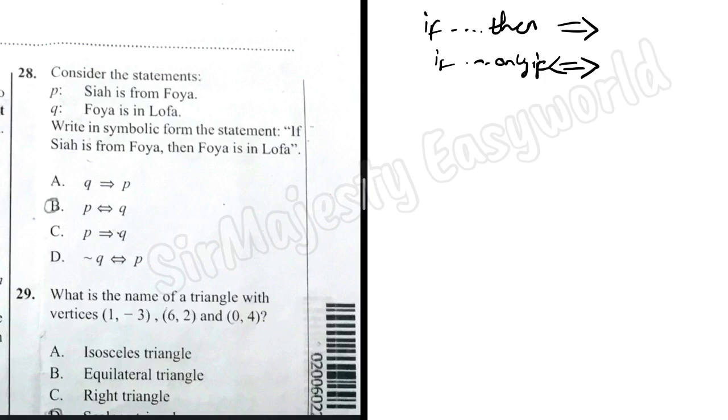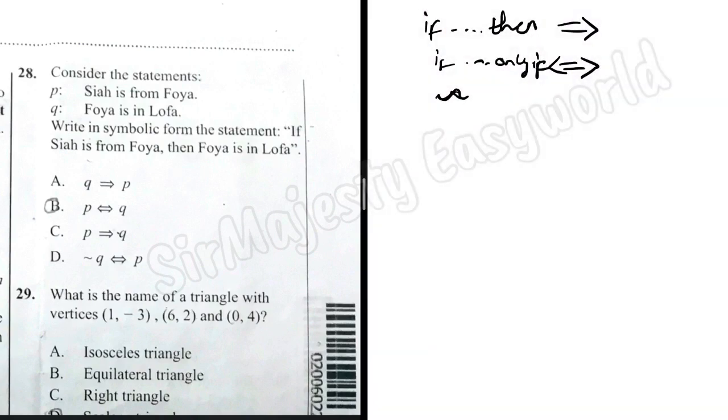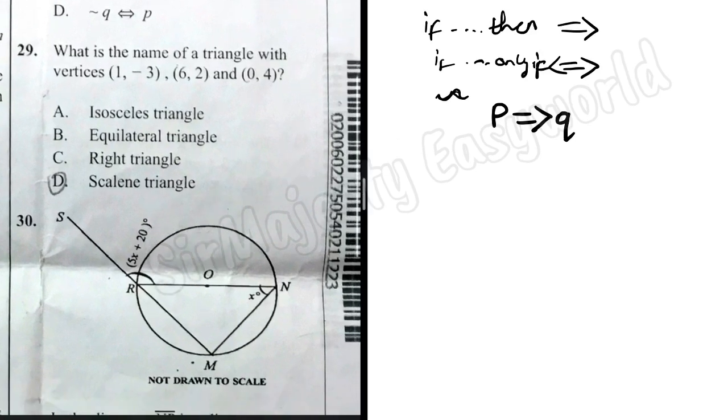Then this is negation, that's not that particular thing. Like if you say Ali plays football, and you put this negation, Ali does not play football, or it is false that Ali plays football. So based on this statement, if Sia is from Foya is P, then Foya is in Lofa is Q. So this will be the symbolic statement P implies Q. So the correct answer to this question is C. Don't mind what was marked here. That's the correct answer for number 28. So let's move on to number 29.